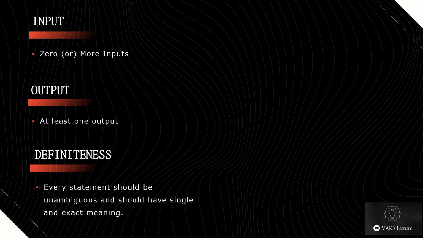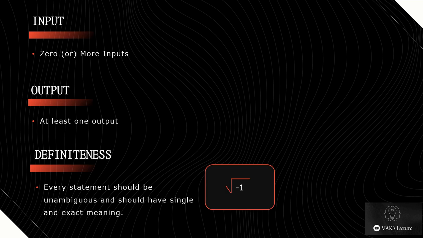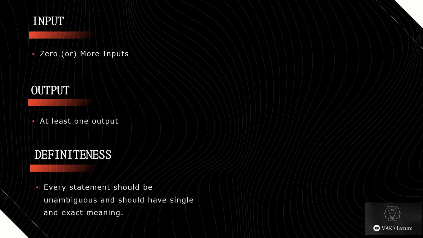Definiteness. Every statement should be unambiguous and should have a single and exact meaning. You cannot write any statement which cannot be understood or which cannot be solved. If a human cannot solve it, we can't ask our computers to solve that one. So every statement that you are writing should be definite. Suppose you cannot use the value of root minus 1. It is an imaginary number. You cannot consider it as a real number in the algorithm. So every statement must have a clear meaning and has only one meaning.